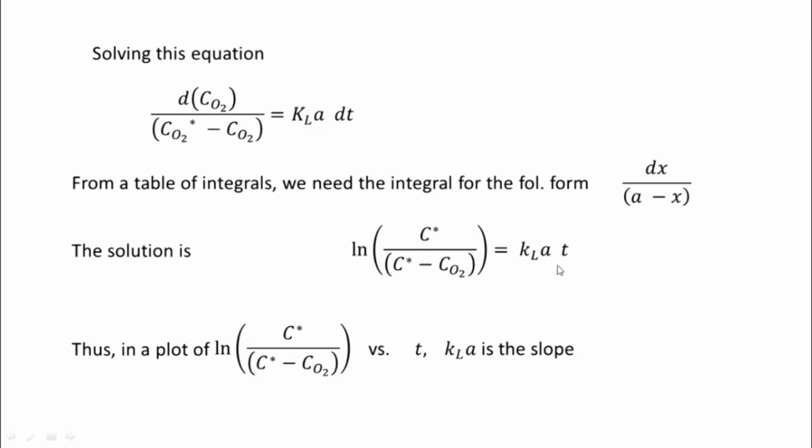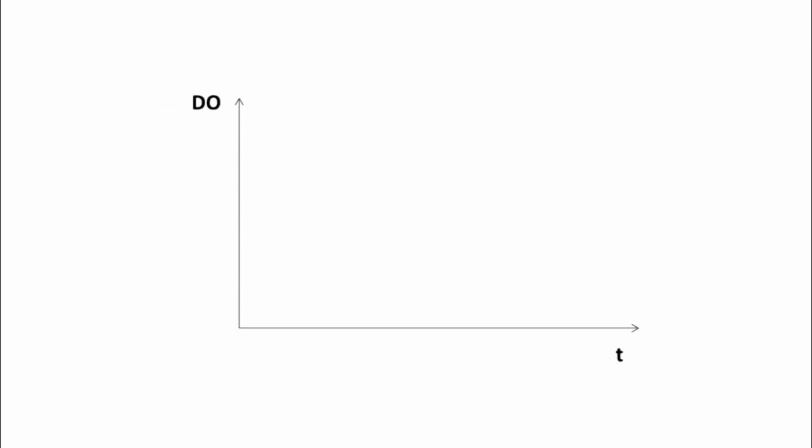You can look at this as y equals mx, where m is KLA, and if we have data from an experiment that gives us the variation of the concentration of oxygen in the liquid versus time, we will get KLA as the slope. That is what is done. That is the experiment that is performed to find KLA of the bioreactor.